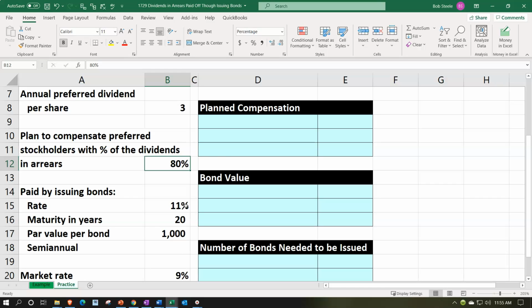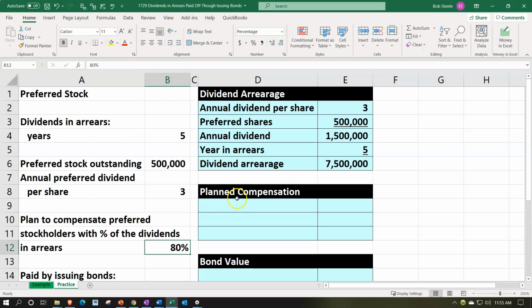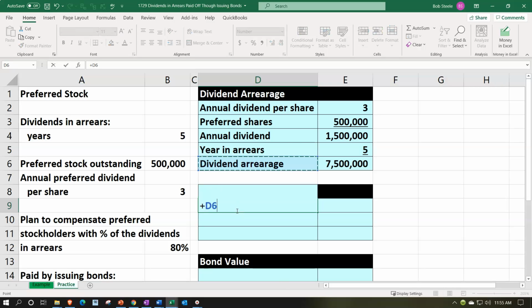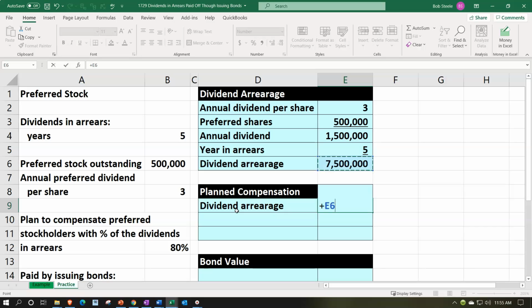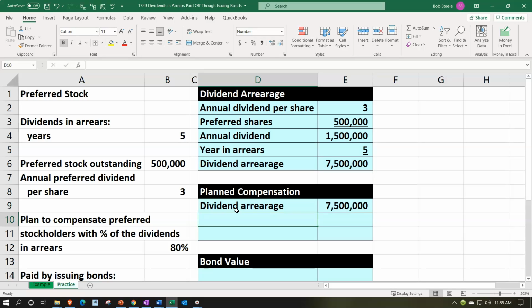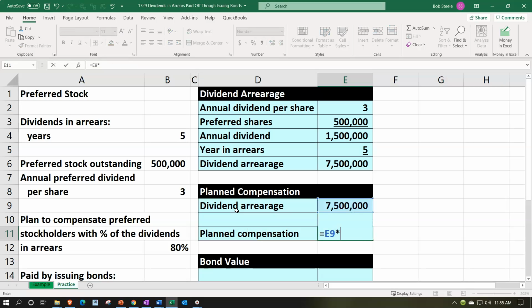So if we were able to come up with a plan like that, we could say, all right, how much then would we now have to pay with the bonds if the dividends in arrearage were 7,500,000, and we want 80% of that. We're going to say that the planned compensation is going to be equal to the 7,500,000 times the 80%. Let's make that 80% a percent number group, percentify it, Font Group, and Underline it. So we'd have to be paying then the 6 million.